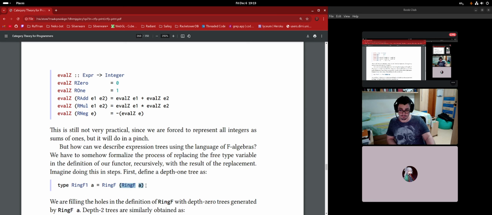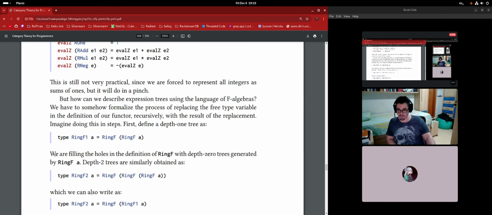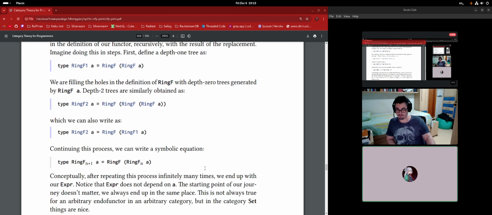So this thing is the same as we saw up there, and then we are nesting it once, that's why the number, and we are receiving the type variable. So we're filling the holes in the definition of RingF with the depth 0 trees generated by RingF A. And then we can continue this process, right? And then again, why are we doing this? Can I just say that the fact that the number in the name doesn't match the number of applications of RingF bothers me?